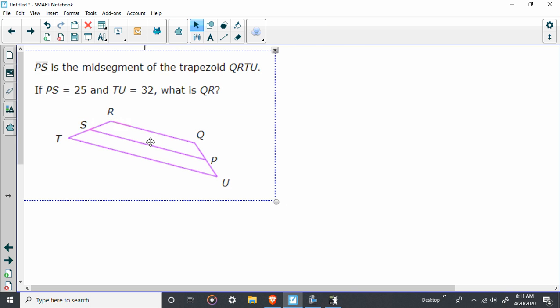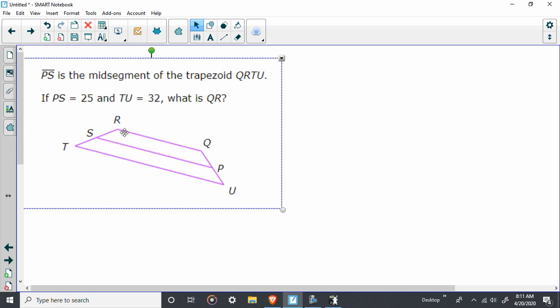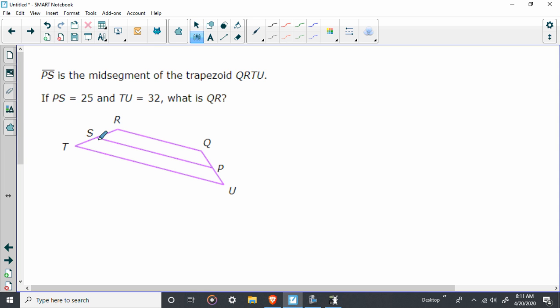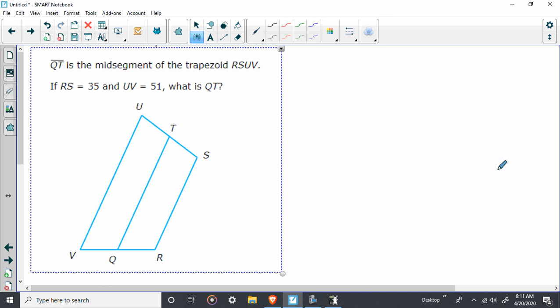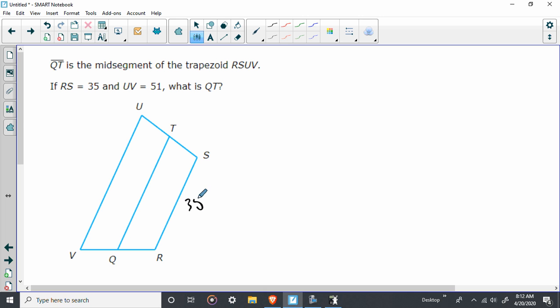So it says PS is the mid-segment of trapezoid QRTU, okay? Essentially, they want to know if PS is 25 and TU is 32. We'll do this one first. There was a different one I want to do first. Yes, I'm sorry. I want to do this one first, okay? QT is the mid-segment of trapezoid RSUV, okay? RS, okay, go ahead. Let's label this out. RS is going to be 35, and UV is going to be 51.